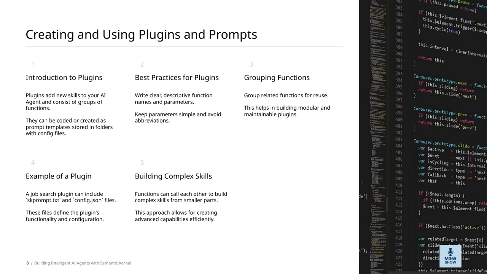For example, a job search plugin might include files like skprompt.txt and config.json. These files define what the plugin does and how it's configured, making it easy to understand and manage. When building plugins, it's helpful to group related functions together. This promotes reusability and keeps your code organized and maintainable.